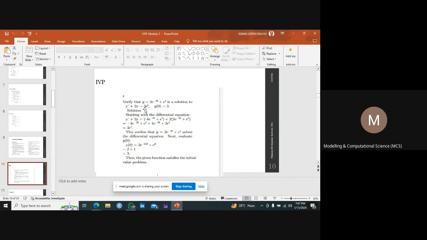So to get your y prime, you need to differentiate this. When you differentiate e^(-2t), the minus 2 will come down to multiply the 2 to give us negative 4 of what we are having inside this bracket. This is the derivative. That is, y prime is equal to negative 4e^(-2t) plus e^t, because when you differentiate e^t, you still have e^t. Then plus 2 that we are having here.